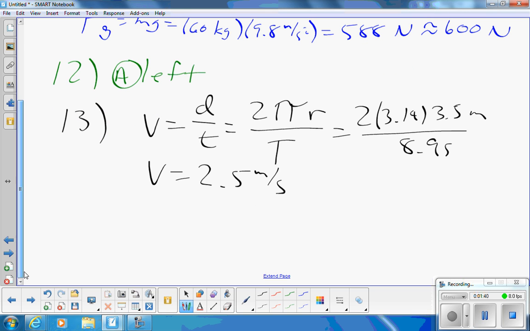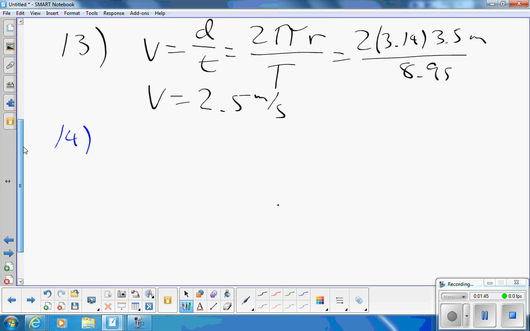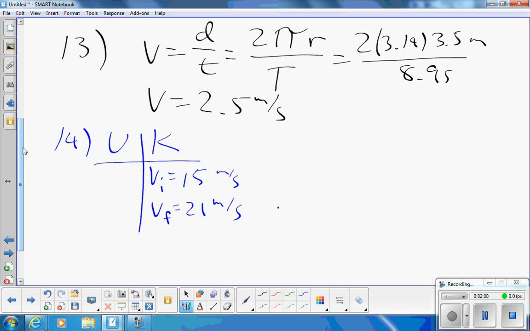Number 14. Give me more room. Car traveling on a straight road. Okay, 15 meters per second. I'm going to up this so we can keep track of what's what. 15 meters per second is the initial velocity. Final velocity of 21 meters per second. And they tell me this all happens in 12 seconds. And they want how far did I go, or in Newspeak, D equals question mark.